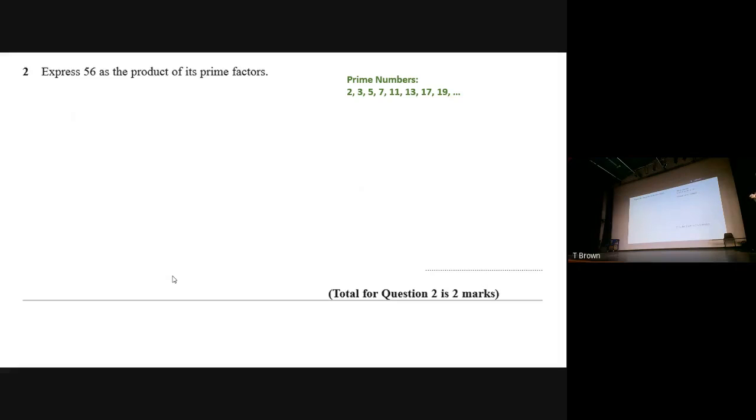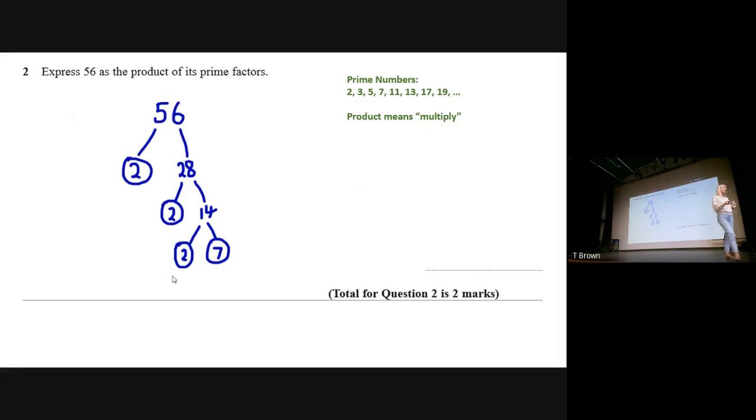And then product in maths means multiply. So if you ever ask for the product of something, it means a multiplication, and that's going to help us. So write 56 as a multiplication of its prime factors. We're going to start with 56 at the top and do 2 numbers that times together to make 56. I went for 28 and 2. You might have gone for 7 and 8. It doesn't make a difference.